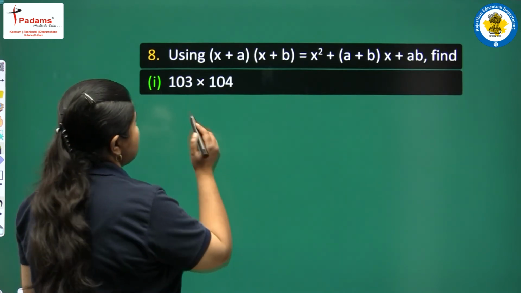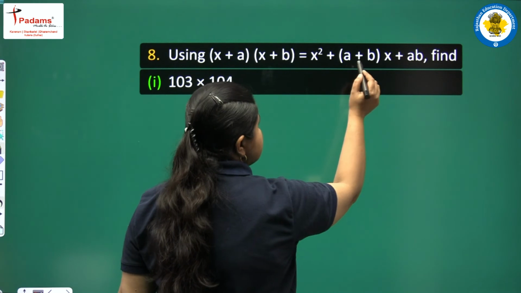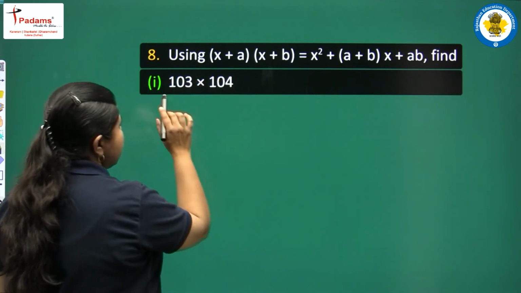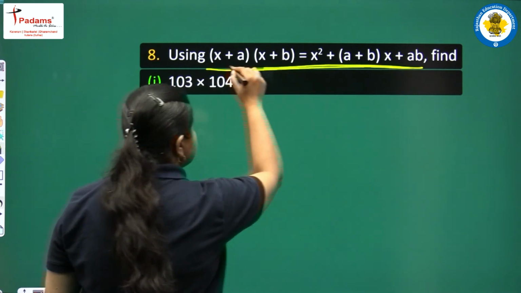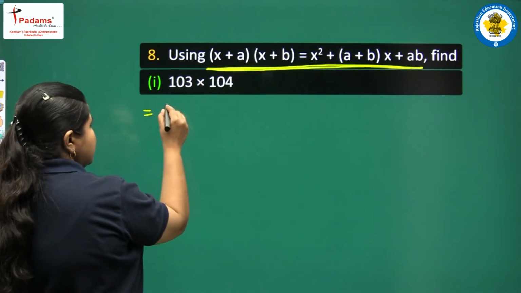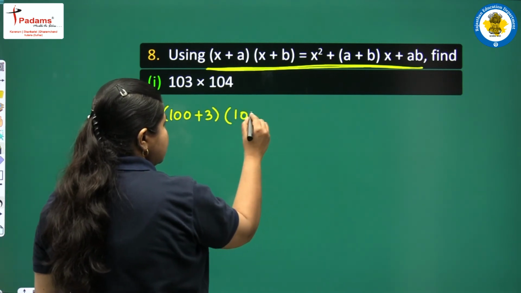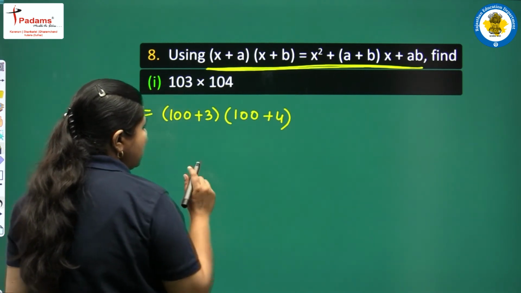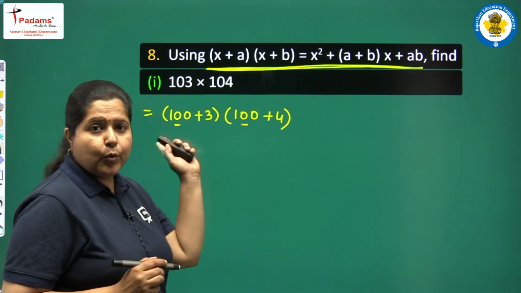Next one is this, using x plus a into x plus b equal to x square plus a plus b into x plus ab, find 103 into 104. This time we will be using this identity. Let us break these numbers. 103 को हम लिख सकते हैं 100 plus 3, और 104 को लिख सकते हैं 100 plus 4. अब आप देखिए फर्स्ट टर्म्स तो सेम है, बट द सेकेंड टर्म्स आर डिफरेंट इन बोथ दीज बाइनोमियल्स.